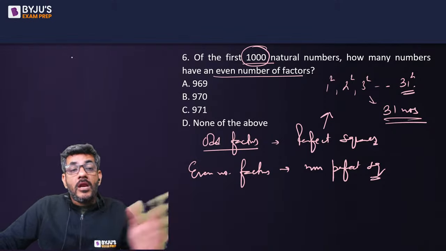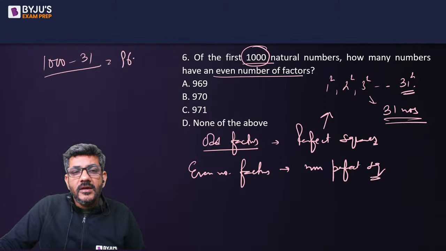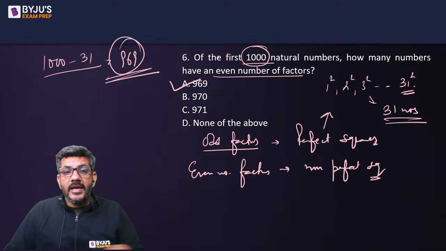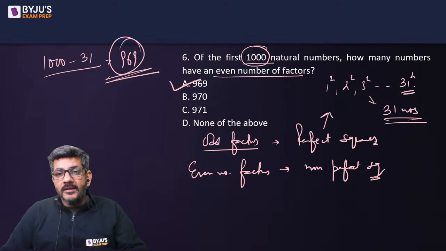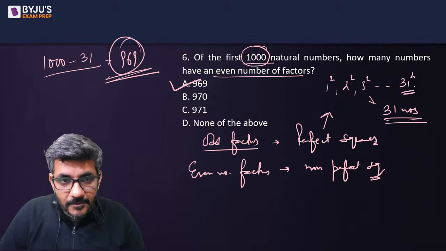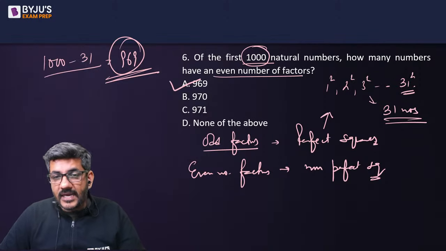So all the remaining numbers, that is 1000 minus 31, will have an even number of factors. So my answer is option A, that is 969. There are 969 numbers which will be having an even number of factors. That is the answer for question number 6. Numbers having even factors is 969.